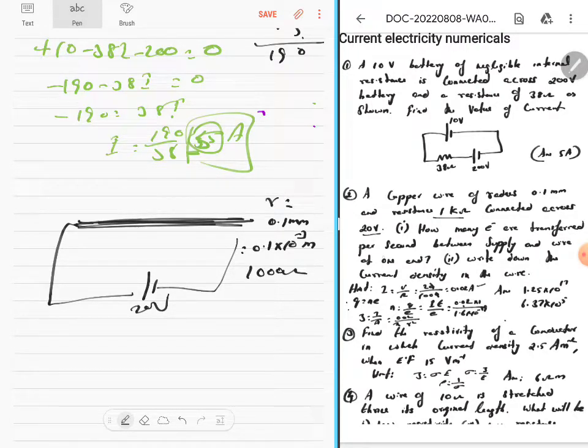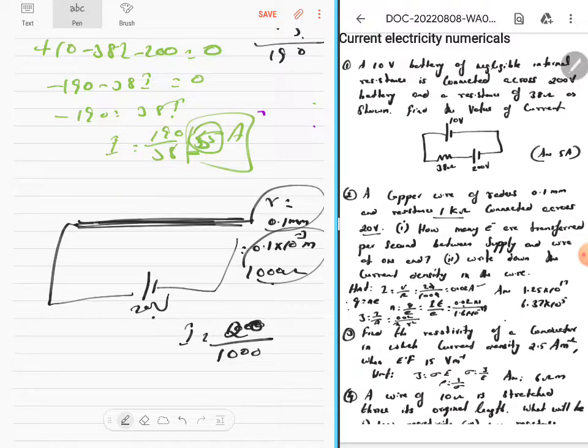How many electrons are transferred per second between supply and the wire at one end? How many electrons? You can find only the current, because you have the total resistance also. The resistance of this wire has been given, the radius has been given. If you know the resistance and you know the voltage, you can find the current. There is no need of the radius at all, correct? You can find the current I is equal to 20 by 1000. Does it have any internal resistance?